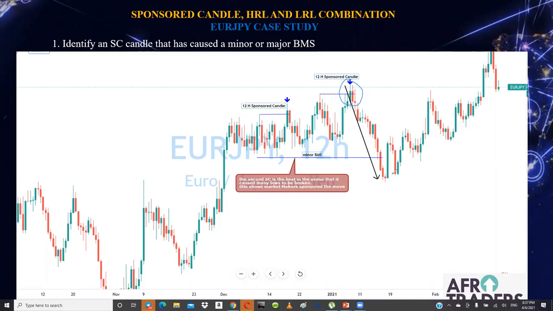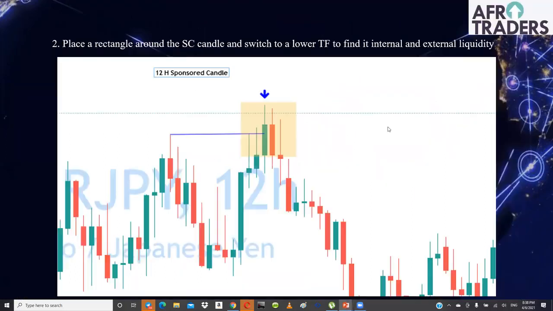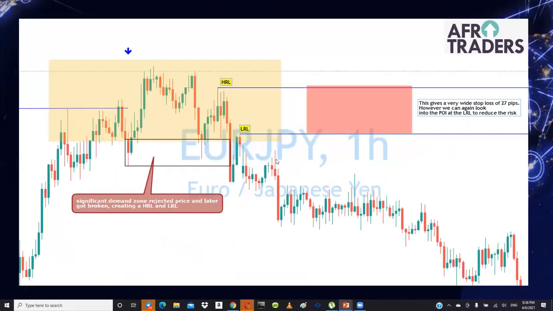So if this is a sponsored candle, then we are looking for price to come back to it and trade down. But in this particular case, we had bullish momentum, right? So we are still using it, and you see how you can use it to frame your trade. This is a 12-hour sponsored candle. So we went to the smaller time frame. I think this is a 1 hour chart.